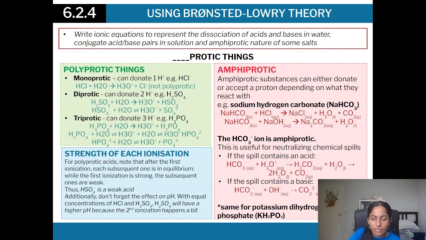You can see here that sodium hydrogen carbonate pretty much just reacts with an acid, and when it's a base, it produces NaCl, CO2, and water. When NaHCO3 is acting as an acid in the presence of a base, it produces Na2CO3 and water. So just be aware of the different equations that you'll be encountering. And the HCO3 minus ion is amphiprotic. That's the main ion present over here.